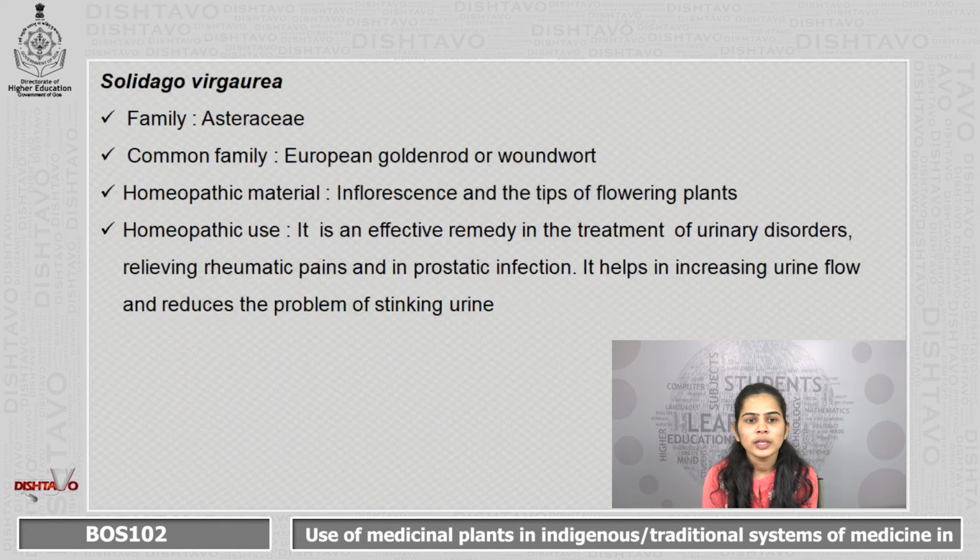Next is Solidago virgaurea. It belongs to family Asteraceae. Commonly this plant is called European goldenrod or woundwort. The homeopathic material is the inflorescence and the tips of the flowering plants. It is an effective remedy in the treatment of urinary disorders, relieving rheumatic pains, and in prostatic infection. It also helps in increasing urine flow and reduces the problem of stinking urine.